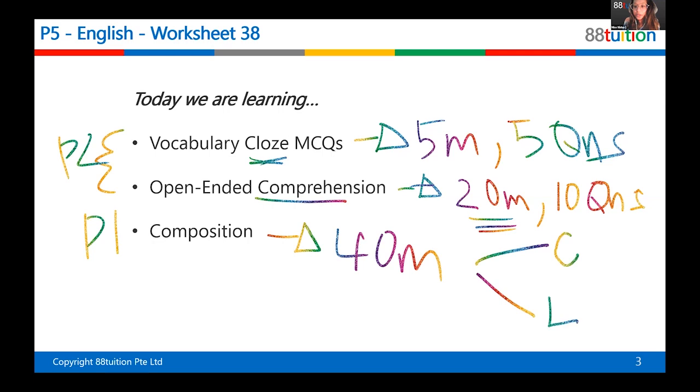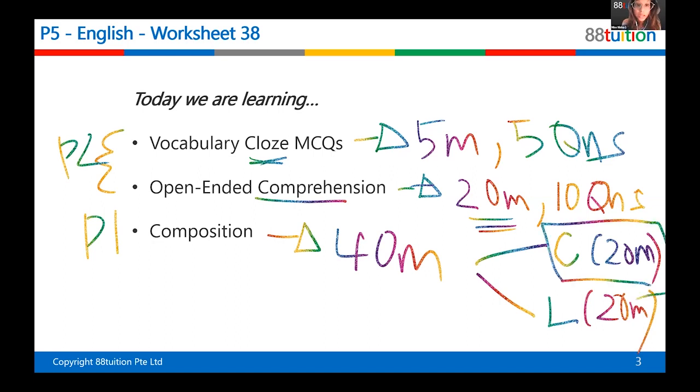Content and language. Yes, 20 marks for content, 20 marks for language. This is a very easy section to score as long as you are writing within the topic, right? And the ideas that you present are interesting, not very boring. You score marks for content.